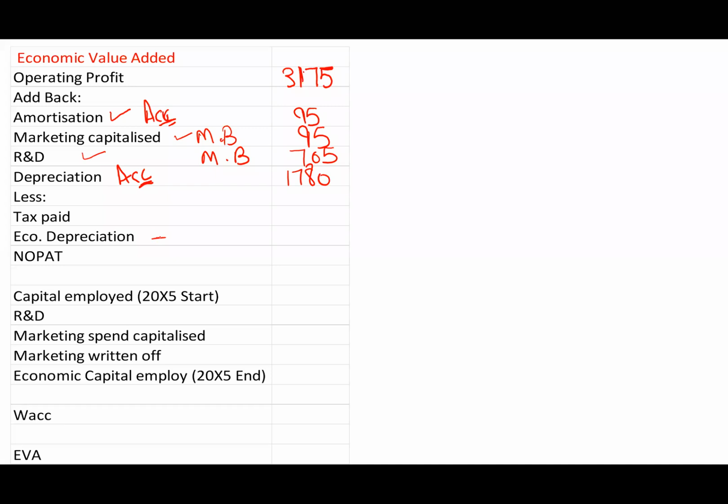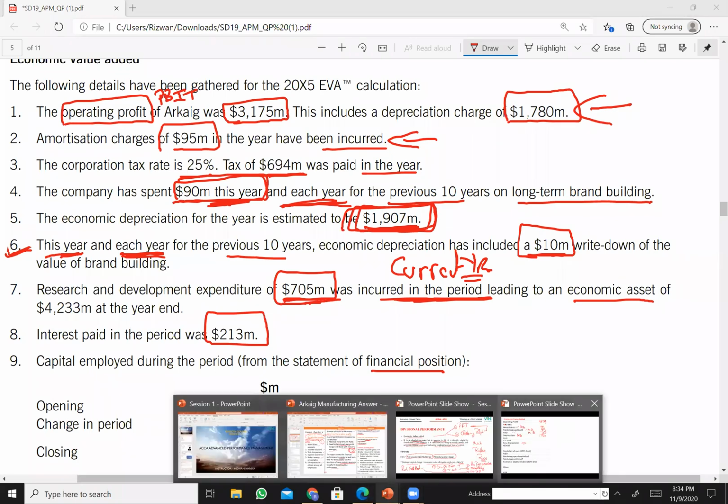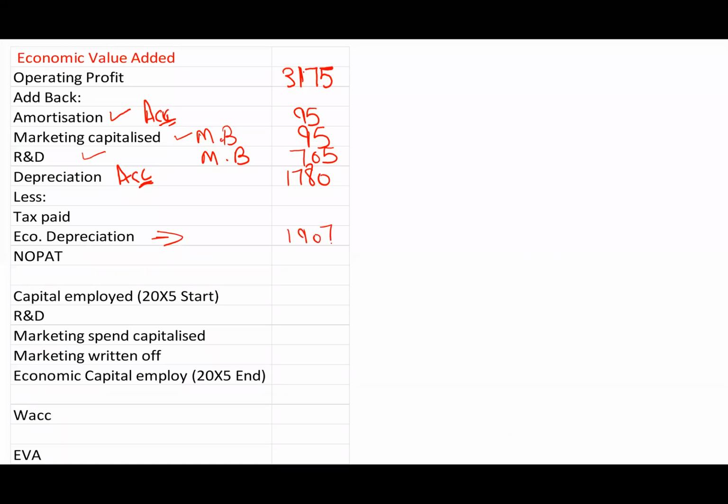Economic depreciation is completely legitimate to deduct. So do we have it? Yes, we do. The economic depreciation this year and each year for the previous 10 years has been included. Economic depreciation is given to us in the question, and the other point given in the question is that it's 1907. So 1907 is what I need to deduct.